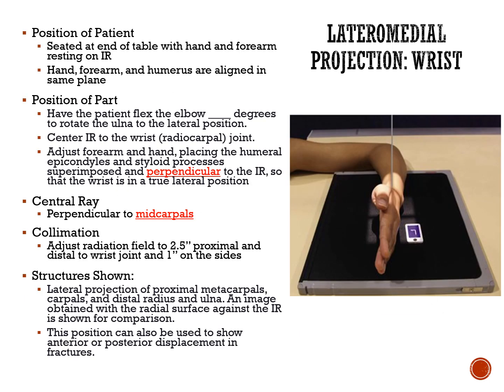The lateral projection, we're going to do a lateral to medial because it is much more comfortable for the patient. We're going to make sure that we bend the elbow 90 degrees, so that elbow's at a perfect 90 degrees, plus the wrist is in a true lateral projection. We want to make sure that we have the humeral epicondyles and styloid processes superimposed and perpendicular to the image receptor. The wrist is in a true lateral position.